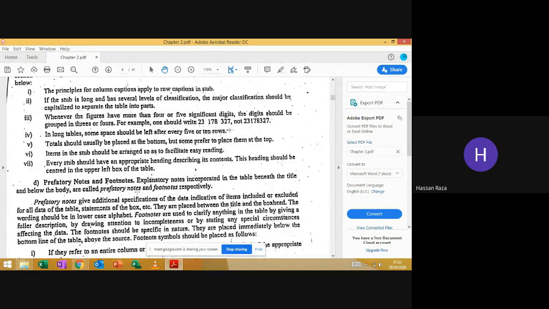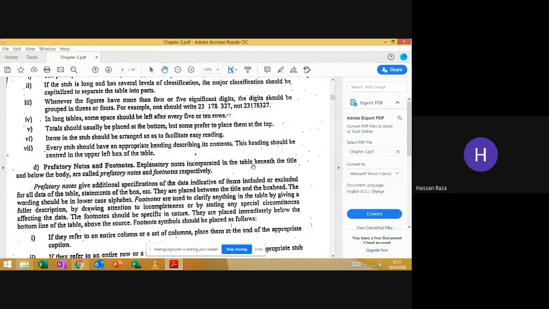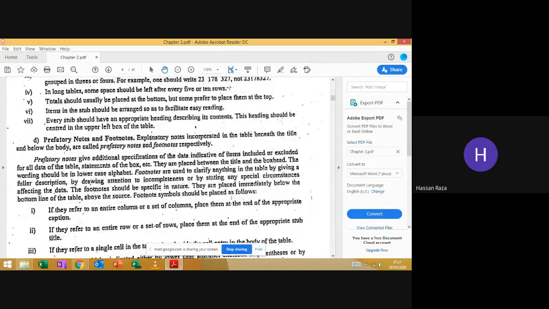and footnotes. Basically, explanatory notes incorporated in the table beneath the title and below the body are called referentially notes and footnotes. Likewise, जो हमारे title के नीचे अगर हम कोई detail add करेंगे वो referentially notes हैं, और अगर हम table के नीचे और below the contents that we are going to represent we add some details, these are known as footnotes.